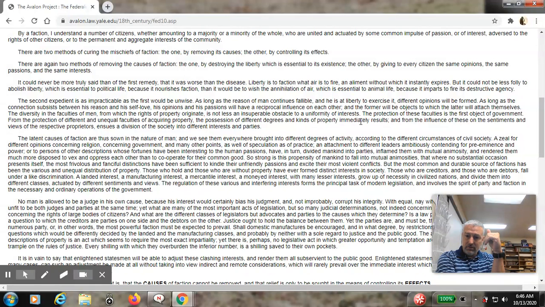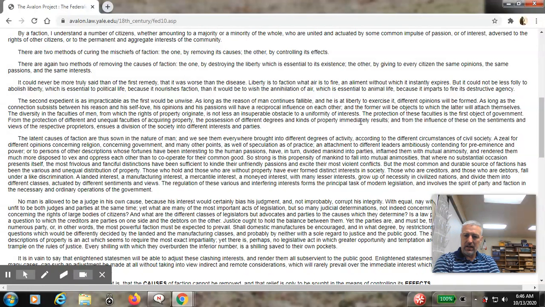So the protection of the faculties that resulted in unequal distribution of property is going to result in all these different factions. The United States of America, the Constitution that establishes the federal government, is there not to stop this from happening and not to equalize everyone, but it's structured in such a way as to try to prevent any one faction from gaining all power. That's what Federalist 10 is about.